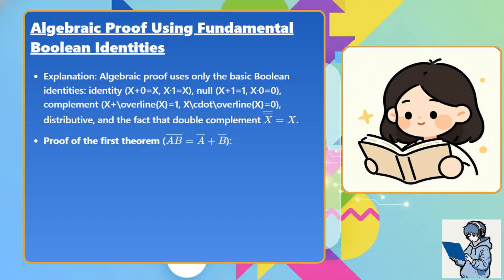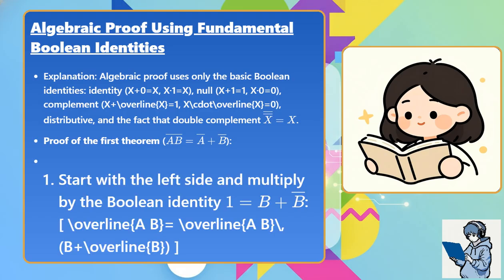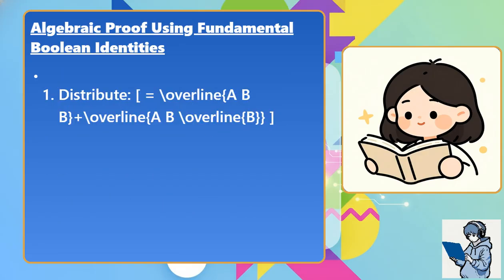Proof of the first theorem: NOT(AB) equals NOT A plus NOT B. Step 1. Start with the left side and multiply by the Boolean identity 1 equals B plus NOT B. NOT(AB) equals NOT(AB) times (B plus NOT B). Step 2. Distribute: equals NOT(AB)·B plus NOT(AB)·NOT B.